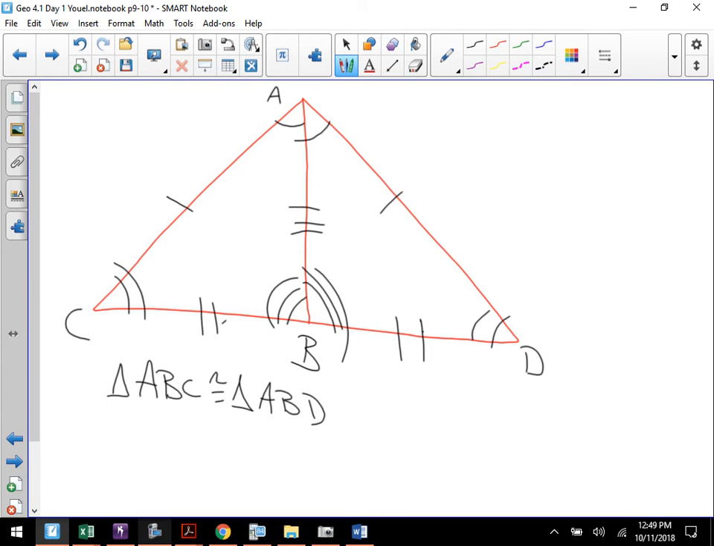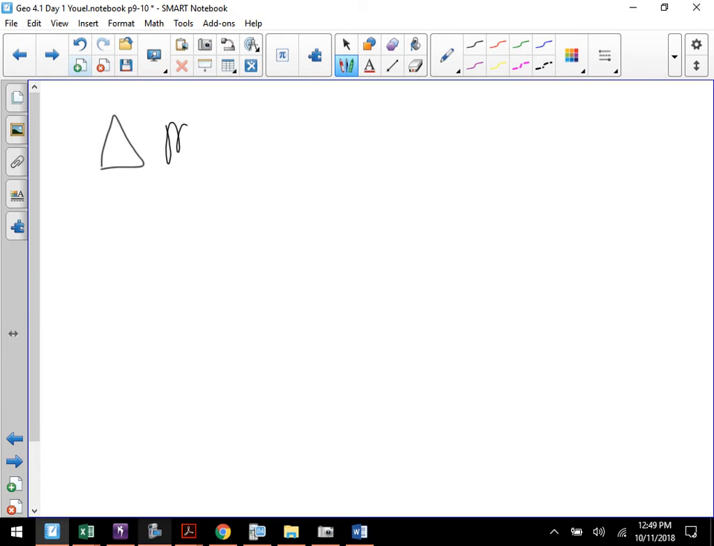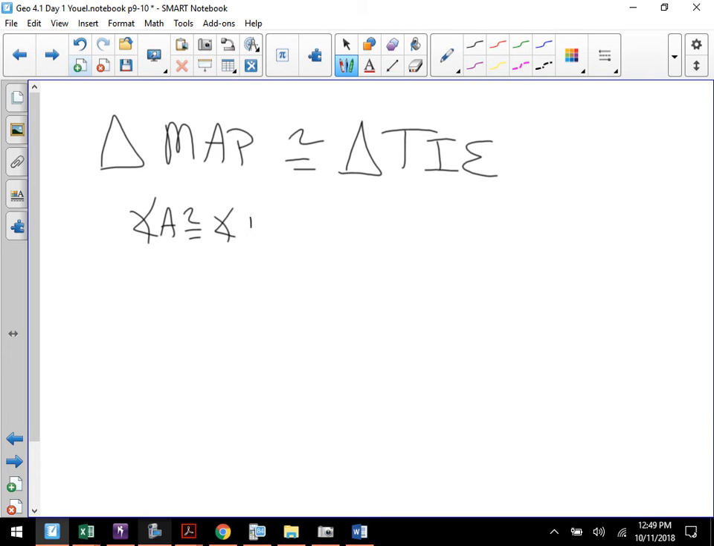Okay. So they're saying that triangle MAP is congruent to triangle TIE. And then it tells you A is congruent to I. And then it said that angle P is congruent to E. What's the relationship between angles M and T? They're congruent. So that means angle M has to be congruent to angle T. That's the lettering match up.